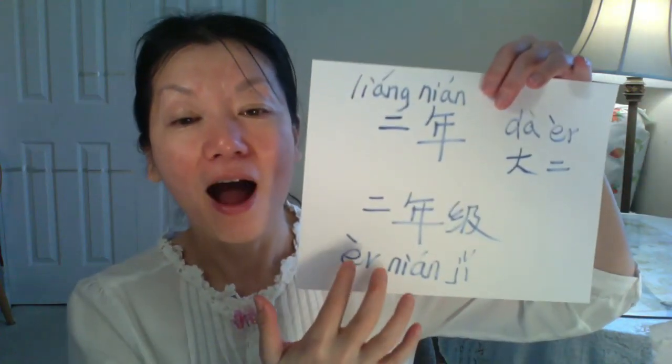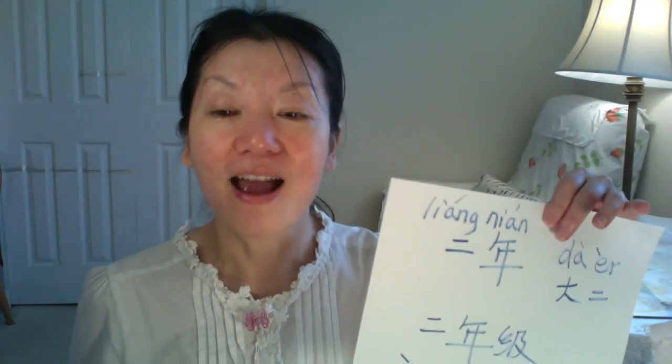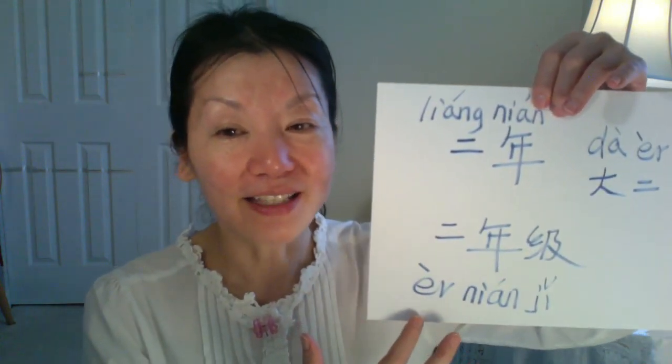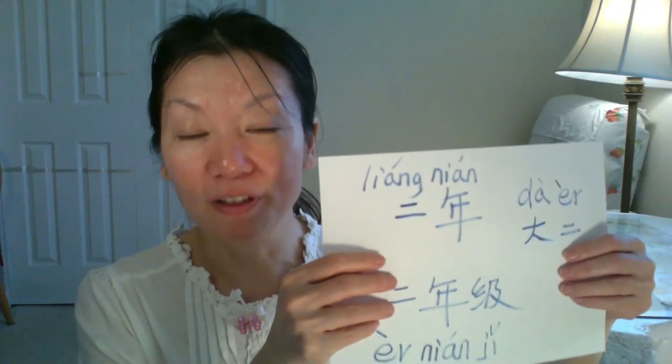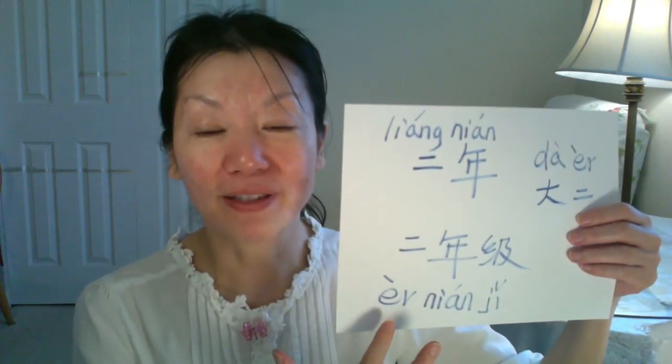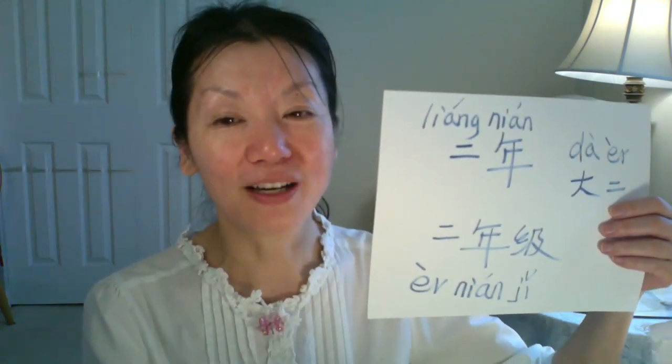And here, 二年级, second grade. You say 一年级, 二年级 for kindergarten and elementary school. In that case, you count the number. You will not say how many, or how much. That's why we pronounce 二: 一, 二, 三, 四, 五. Really common, you remember that.